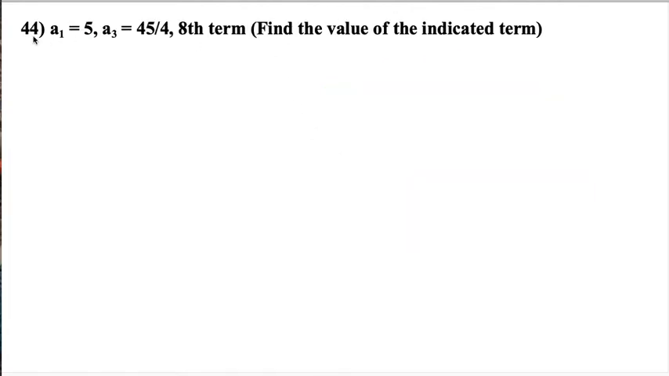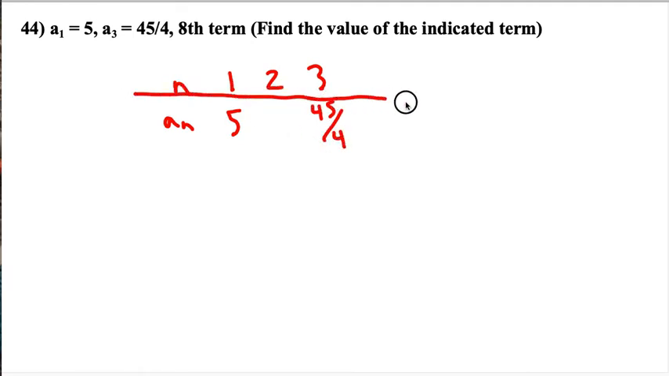So, a sub 1 equals 5. A sub 3 is 45/4. Find the 8th term. That is, find the value of the indicated term. Now, this is a little bit trickier, so I'm going to go ahead and use my crutch, that is my table. Knowing that n equals 1 is 5, n equals 2, and then n equals 3 is 45/4.